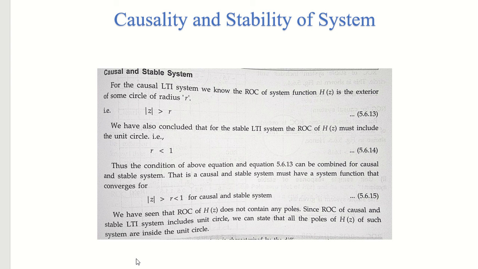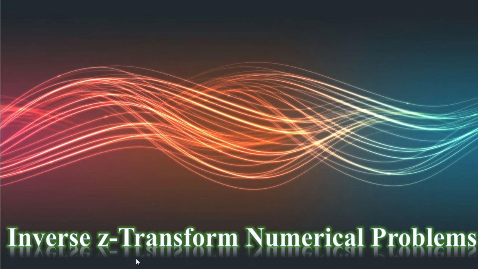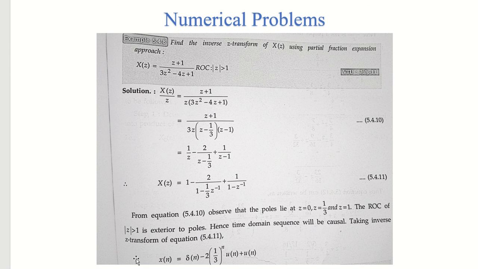So now we have seen the causality and stability of the system. Let's see the inverse Z transform numerical problems. We saw two different numerical problems we are going to see today, and this one is the first of them. So we have been asked to find the inverse Z transform of X(z) using the partial fraction expansion approach. We already saw the partial fraction expansion approach in this lecture.